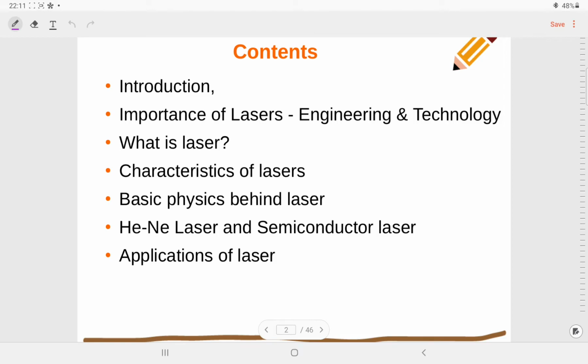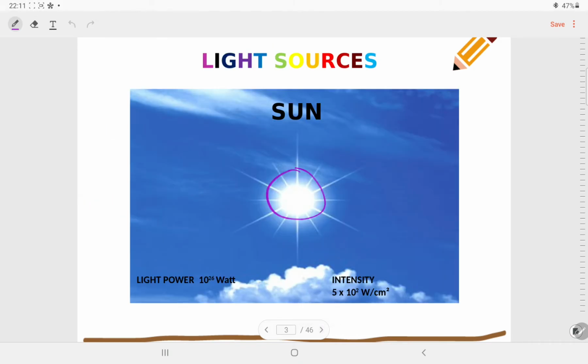In this video session we are going to understand laser with the help of these subtopics: introduction, importance of laser in engineering and technology, what laser actually is, characteristics of laser, basic physics behind the laser, helium neon laser and semiconductor laser, which are two types of laser, and applications of laser. We'll try our best to understand each and every topic in detail. So let's begin with this slide.